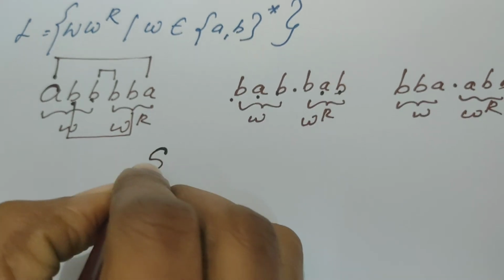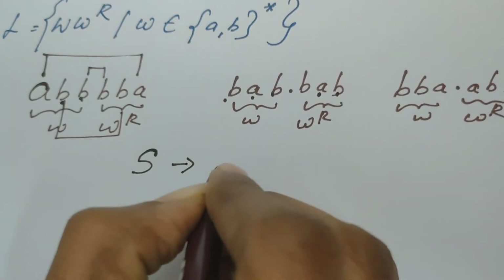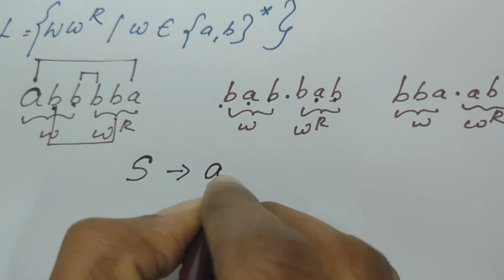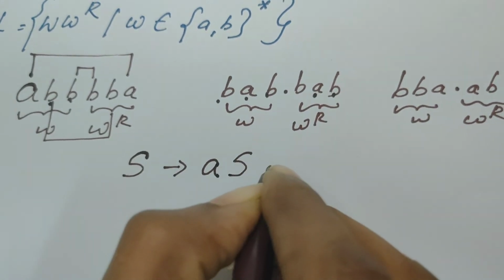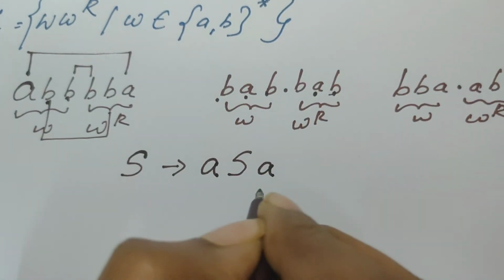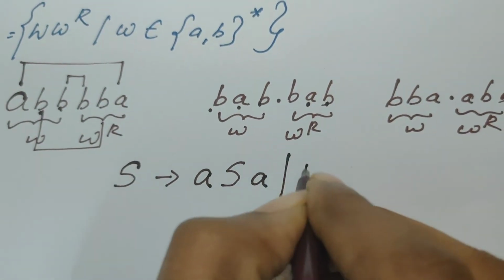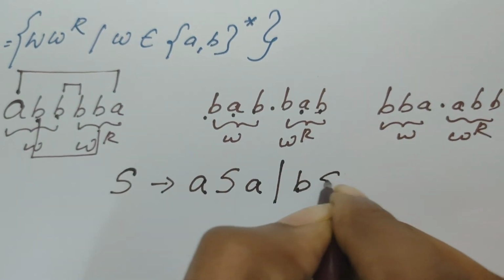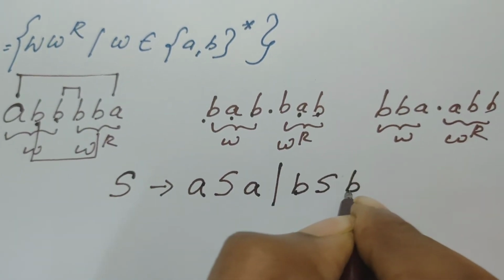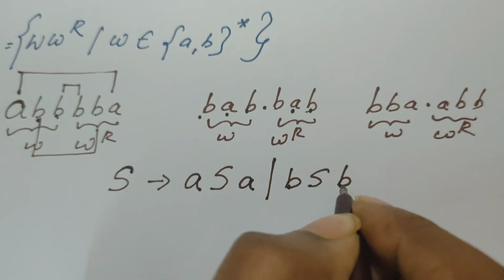So yes, if A is introduced in your string, of course another A also should be introduced. If B is introduced in the string, another B must be introduced on the right hand side of the string.